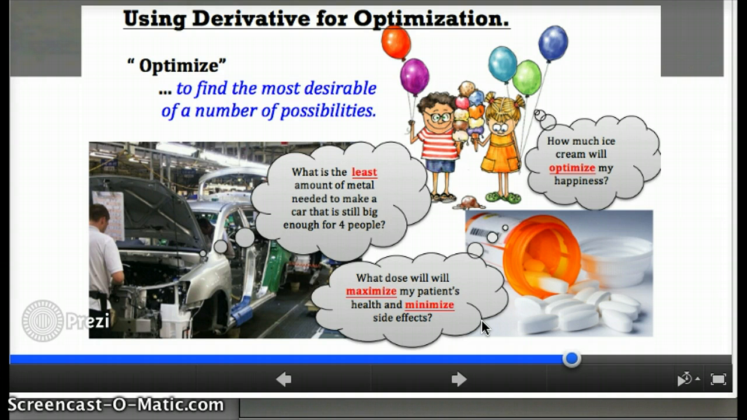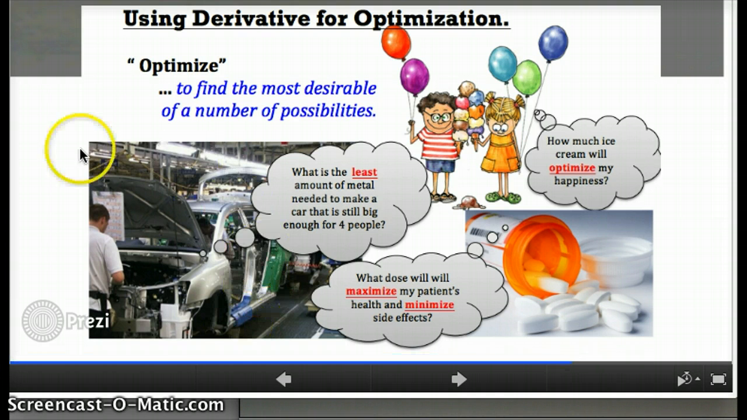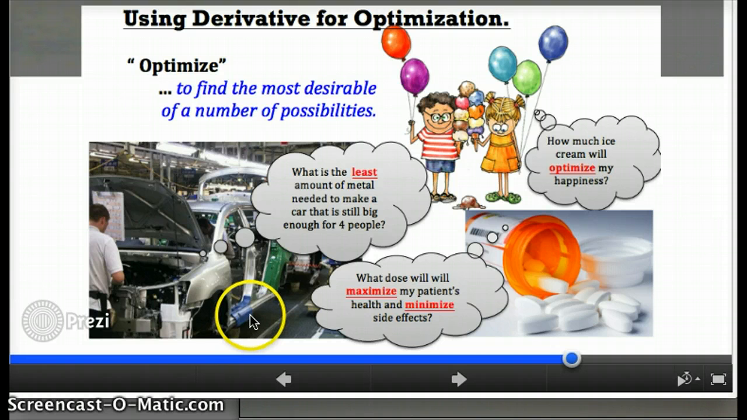We use optimization in manufacturing and business all the time. In fact, one of the most common jobs for math majors who graduate college with a math degree is to do some version of optimization for some industry. For example, the car industry might ask the question, what's the least amount of metal needed to make a car that's still big enough for 4 people?